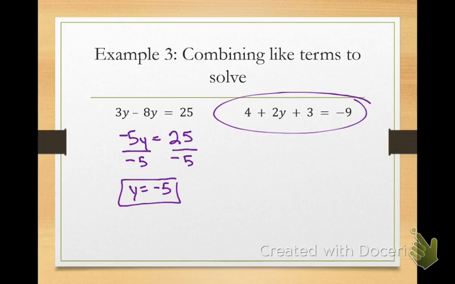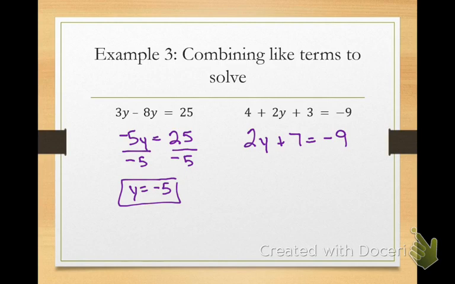Do you see any like terms that you might be able to combine before you start moving things? Please rewrite your equations. I'm begging you. If you don't rewrite the equation, I've just seen a lot of mistakes happening. So 2y plus 7 equals negative 9. 2y plus 7 equals negative 9. Go ahead and finish and compare your answers with your buddies.